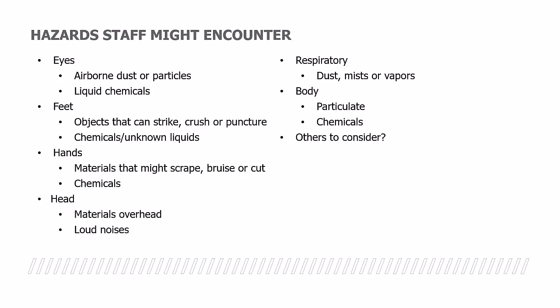And then look at the hands. The materials that you're actually working with, are they going to cause a scrape, a bruise, a cut? Or maybe they're going to involve some type of chemicals. The head, of course, is the other part to remember on this. What we're looking for here is anything that has an overhead or a side impact. The other thing too is maybe loud noises. This gets into hearing protection in that particular area as well.